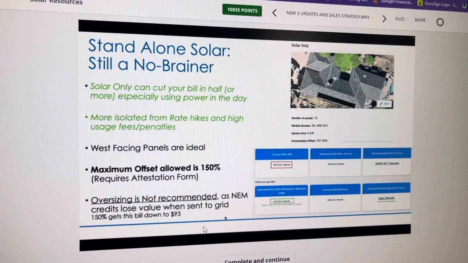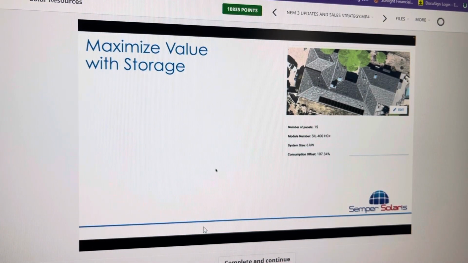But there's a better way. And that better way is batteries. So if you can add a battery to a system, now you're really protecting your customer. Don't export your power if you can help it. Keep all of your self-generated electricity at your house. Be completely self-sustained.